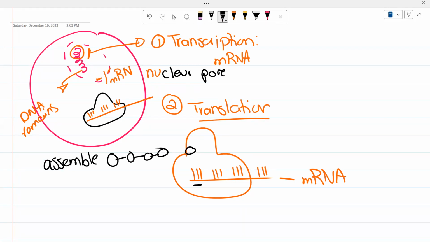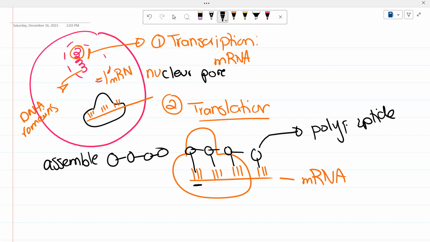Every three bases on the messenger RNA attract a specific amino acid. These amino acids will then join together to form a chain of amino acids, or a polypeptide, which is my protein. And the sequence of amino acids is determined by the sequence of bases on the messenger RNA. Excellent.